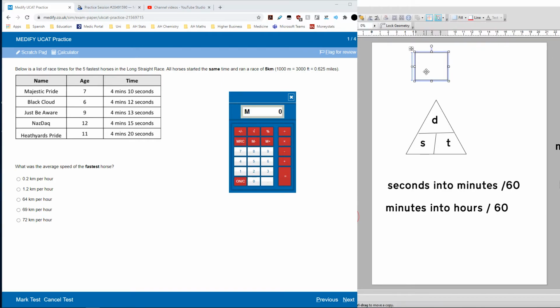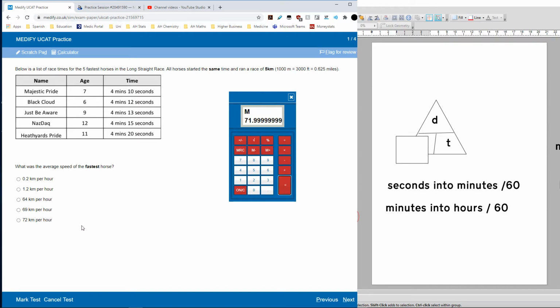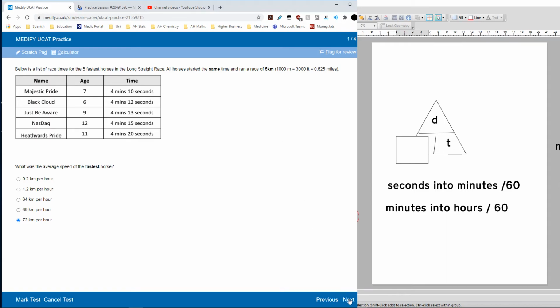Now we add that to memory. Now we're trying to find the speed. So speed, cover it, distance over time. Now we get the distance, which is 5 kilometers divided by the time. That's 72 kilometers per hour. That's just done with that bit.